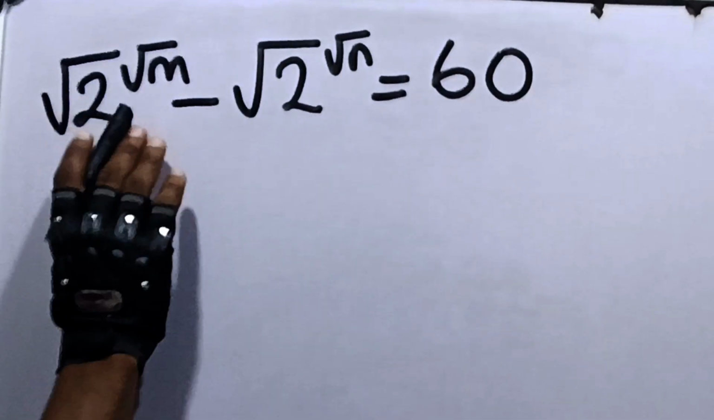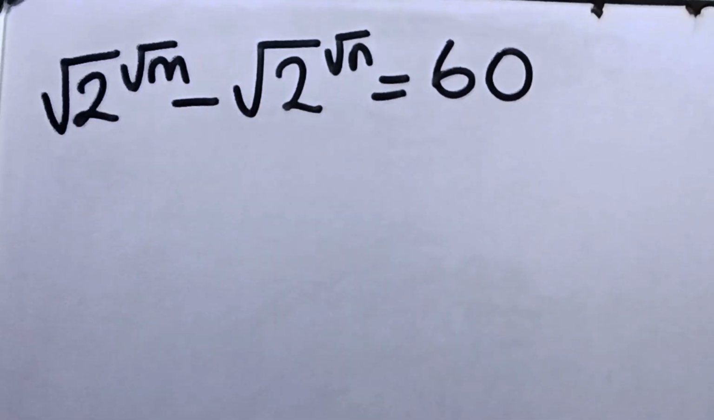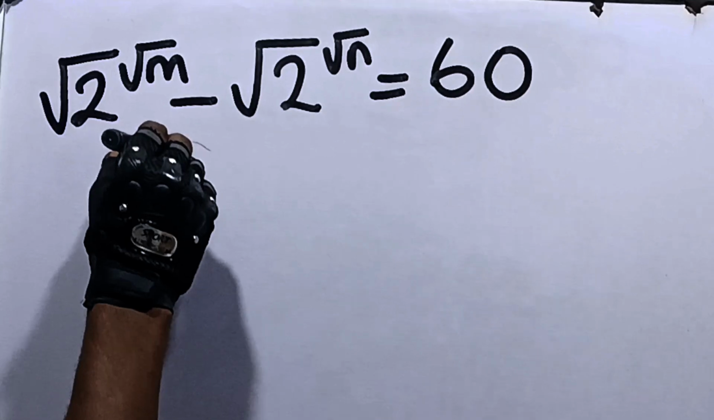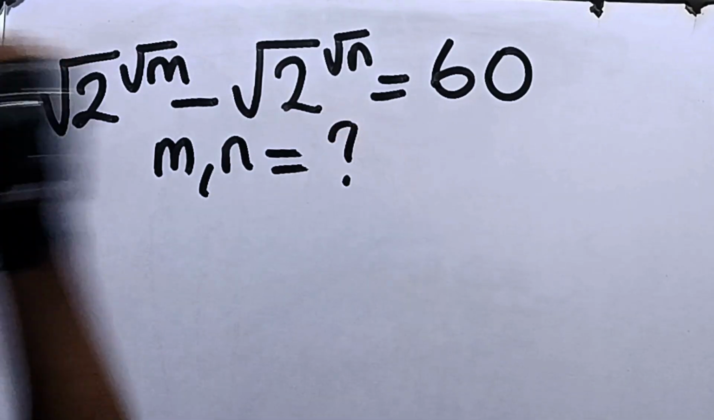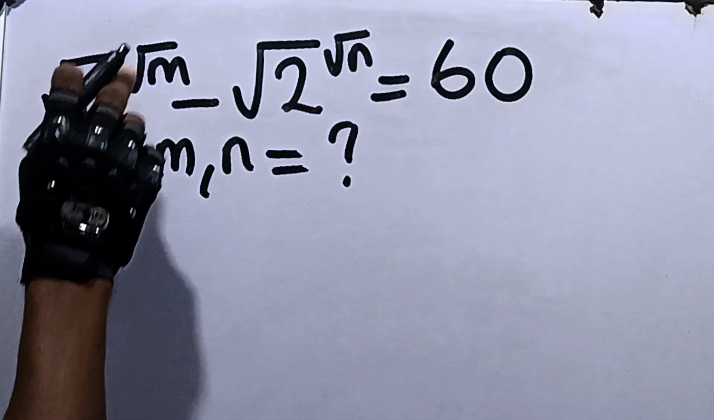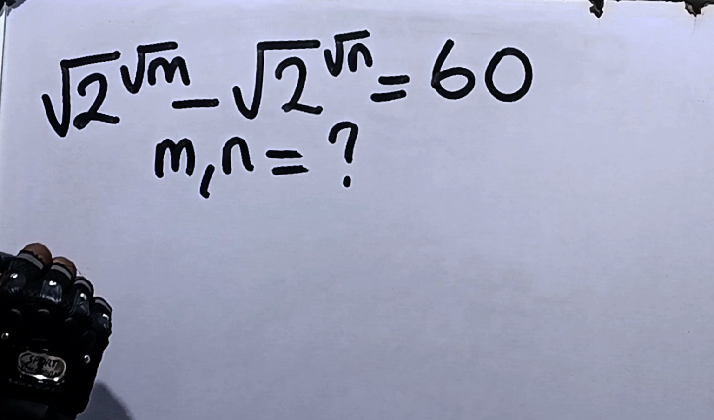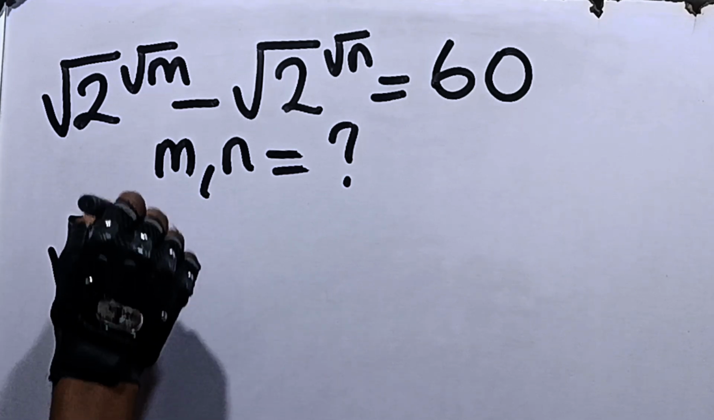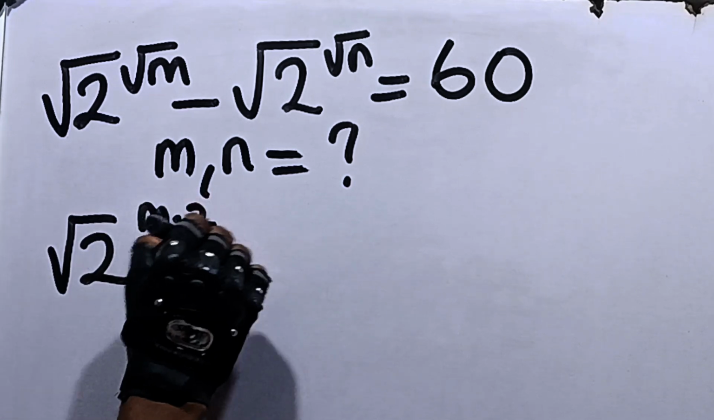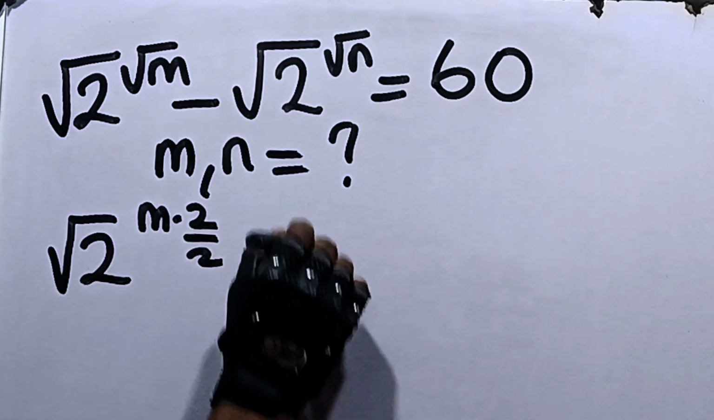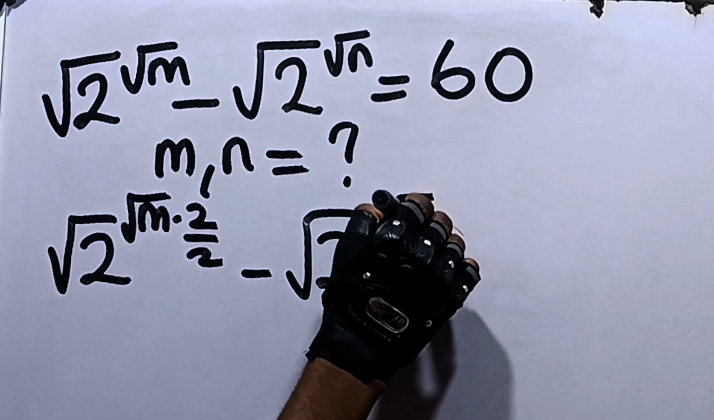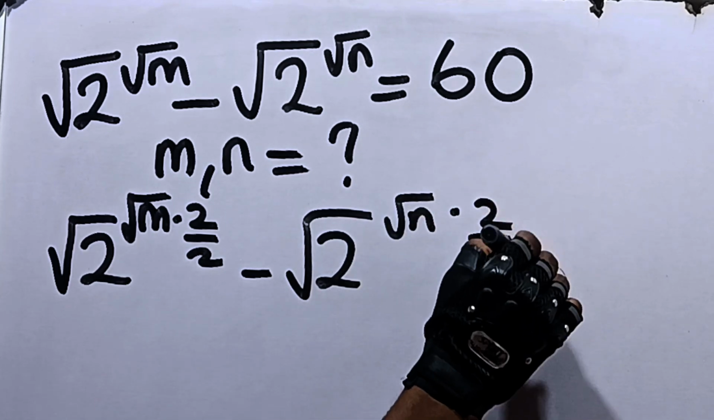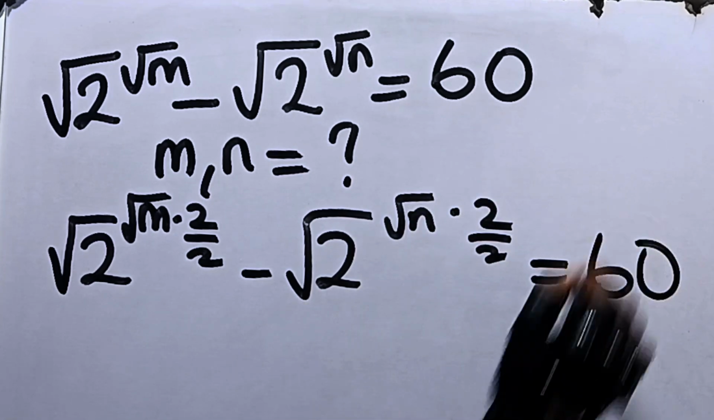Root of 2 raised to power root m minus root of 2 raised to power root n is equal to 60. You're going to solve for the value of m and the value of n in this question. First things first, we can multiply this power by 2 over 2. So we have root of 2 raised to power root m multiplied by 2 over 2, minus root of 2 raised to power root of n multiplied by 2 over 2, is equal to 60.